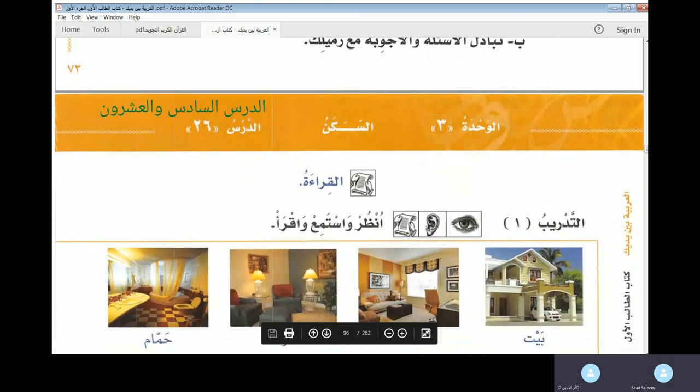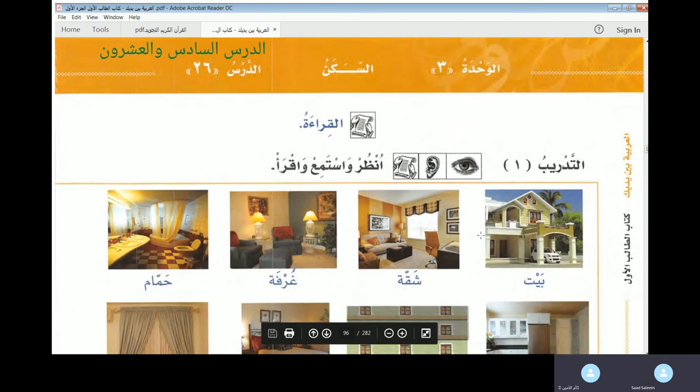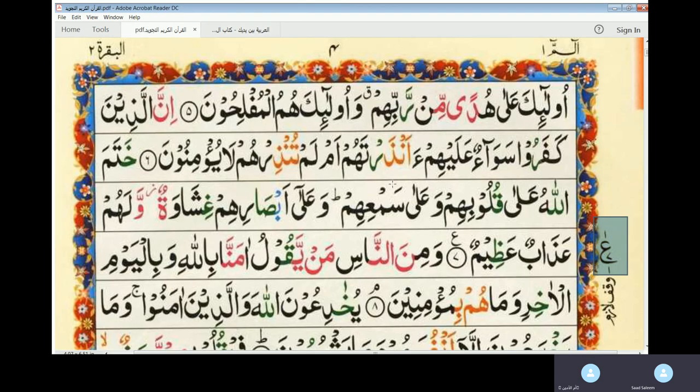So, well, thank you, and next time, inshallah, we'll start from page number 96, okay? Also, memorize the first ruku. The first 7 ayat. The first ruku ends here. So, memorize this first ruku. Okay, sure. Do you have any question?